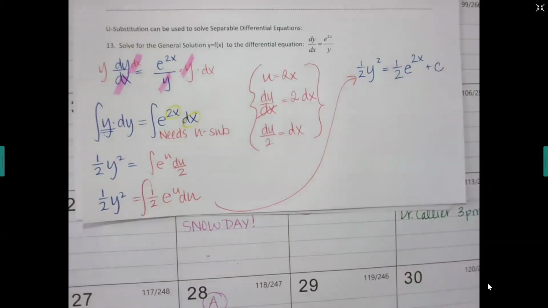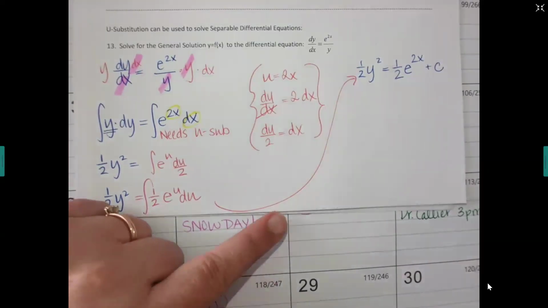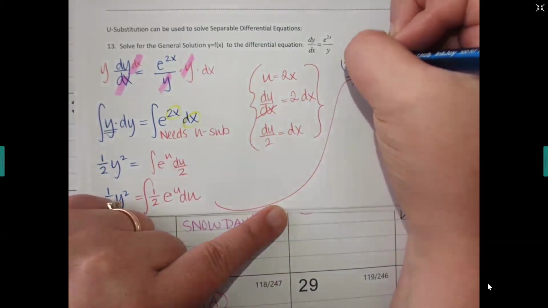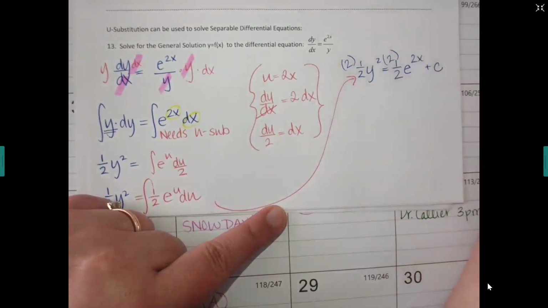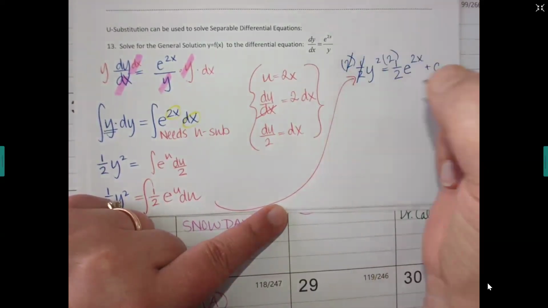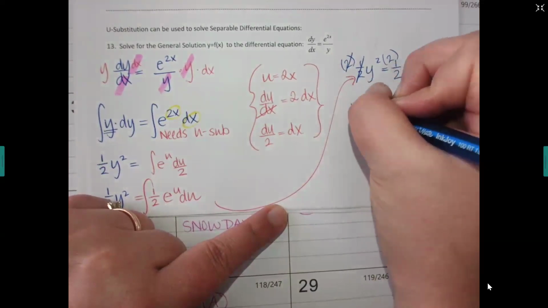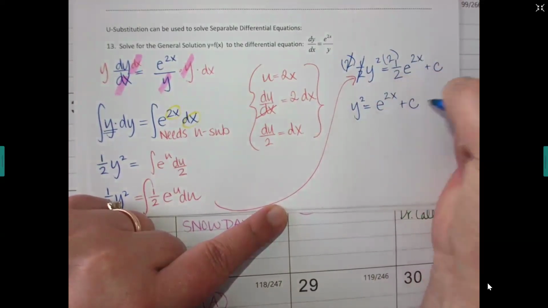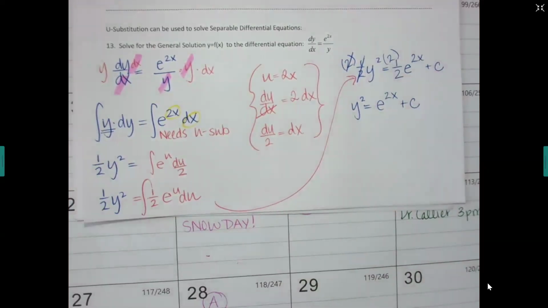And then from here, this is what you should already know how to do. I want to get that y by itself. That means I need to eliminate this 1/2. How do I do that? Multiply by 2. So the 1/2 and the 2 are gone. I have y squared equals 1/2 of 2 there makes that a regular e to the 2x plus c. And then what would my next step be?